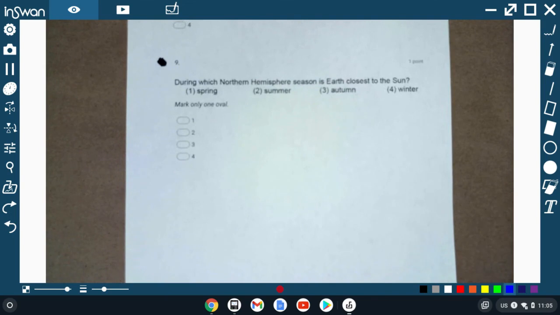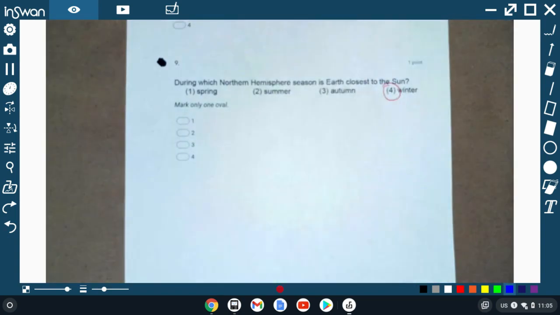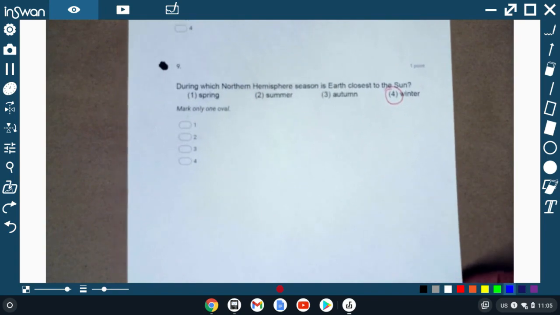Now, number 9. During which northern hemisphere season is the Earth closest to the sun? This trips up a lot of people because they think we're closer to the sun in the summer, and that's what makes summer. But you now know it's because the Earth's axis is tilted towards the sun, so it doesn't have to do with distance. It's actually opposite. We are closer to the sun during winter in the northern hemisphere. So number 9 is 4.